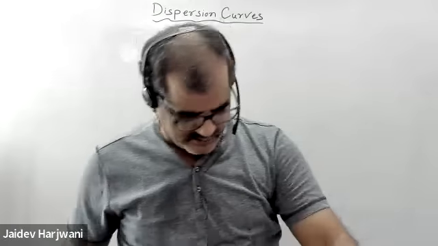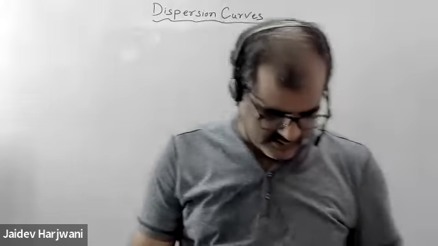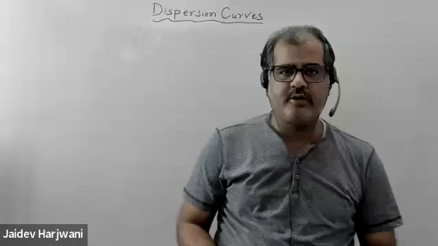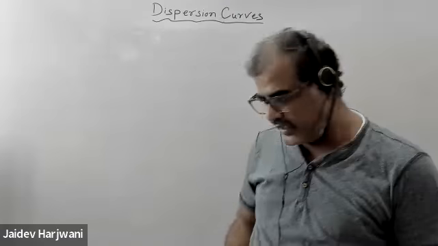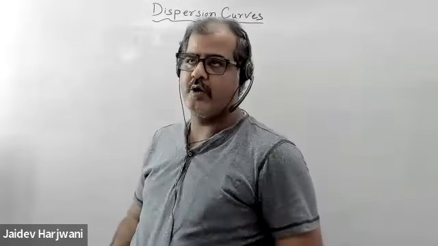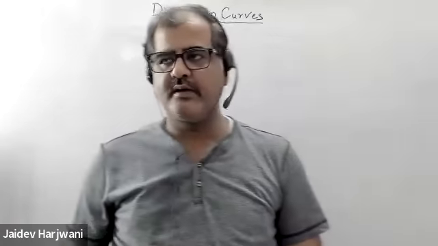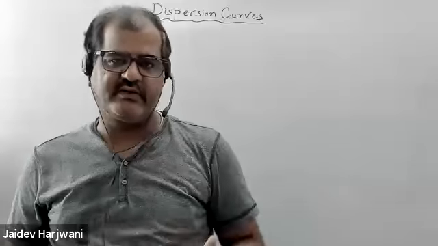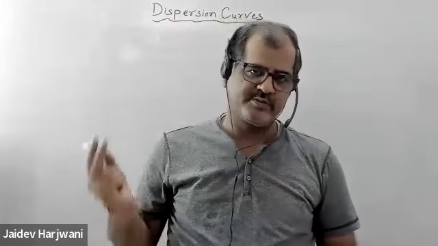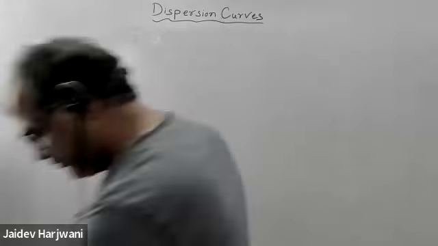For 1D lattice, as well as 1D monatomic lattice and 1D diatomic lattice, we have seen that for the 1D monatomic lattice we have one dispersion curve, and for the 1D diatomic lattice we have two dispersion curves. So in general, what happens?